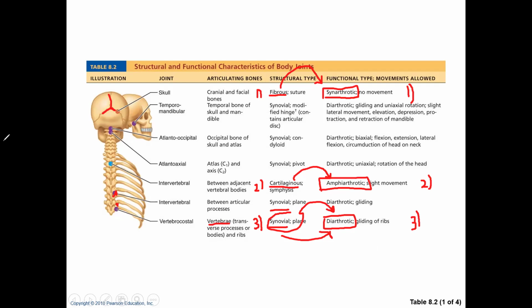Okay, let me erase all this. See if I can clear it all out.